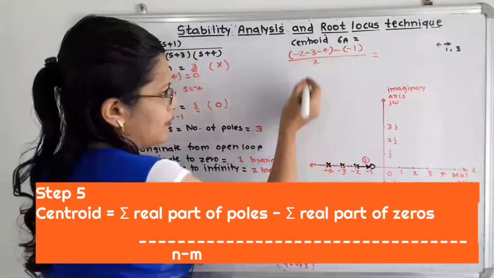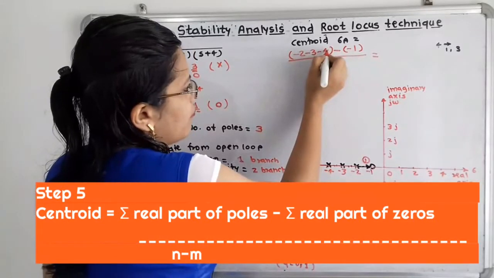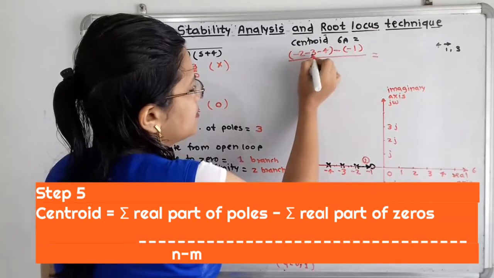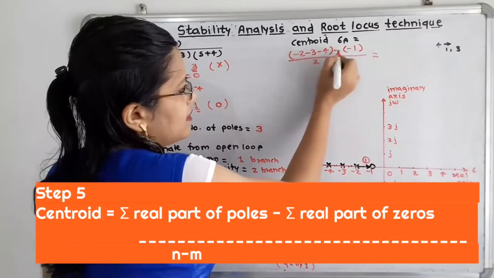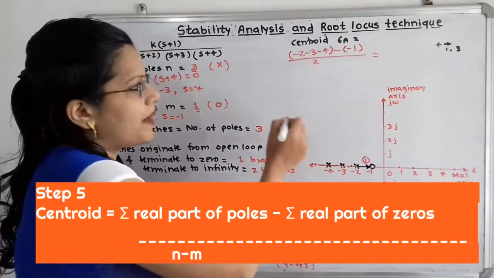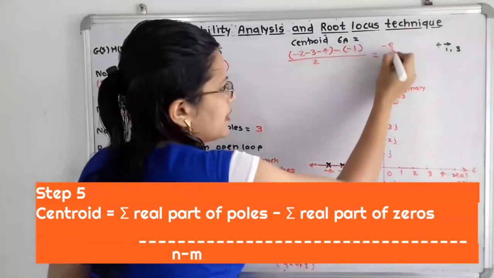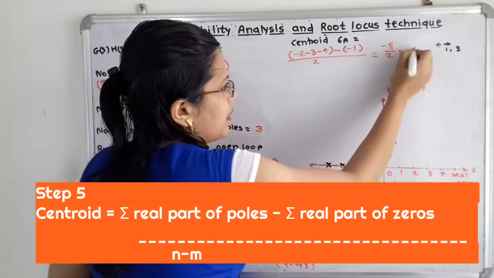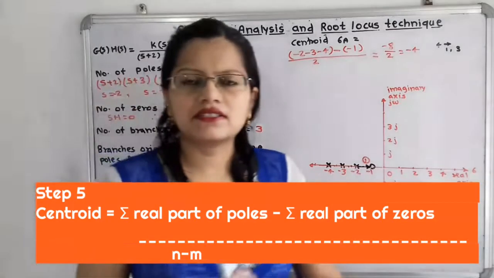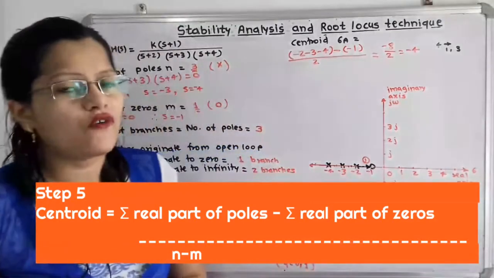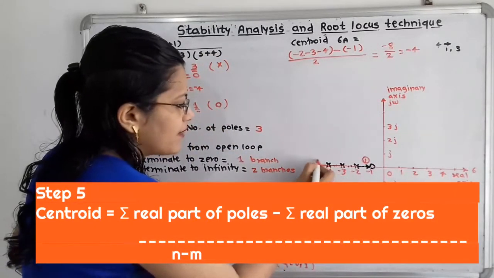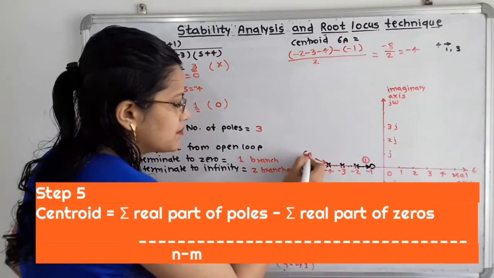Now we have to calculate this. So minus 4 minus 2, that is minus 6, and minus 3, that is minus 9 plus 1. Now if we observe, this minus will become plus. So minus 9 plus 1 is minus 8, divided by 2, that is equal to minus 4. So this is the centroid, that is the point of intersection of the asymptote on the real axis. So here is minus 4, and I will say that this point is sigma A.